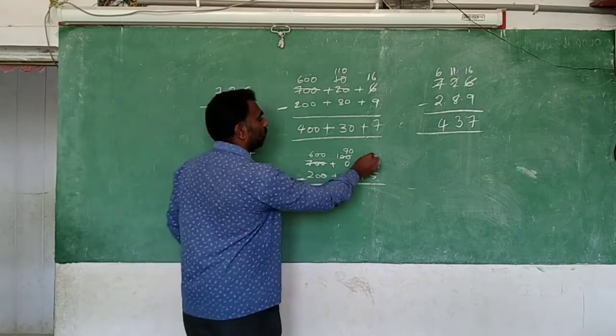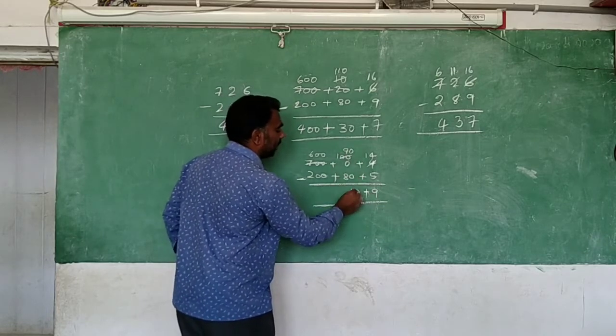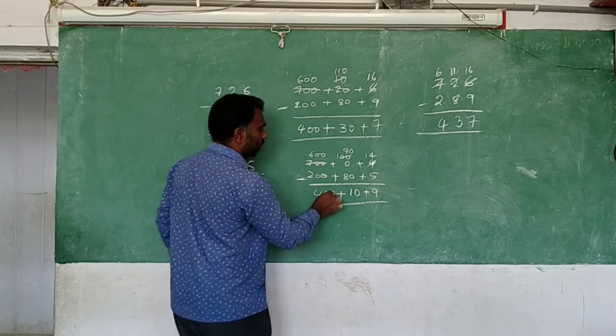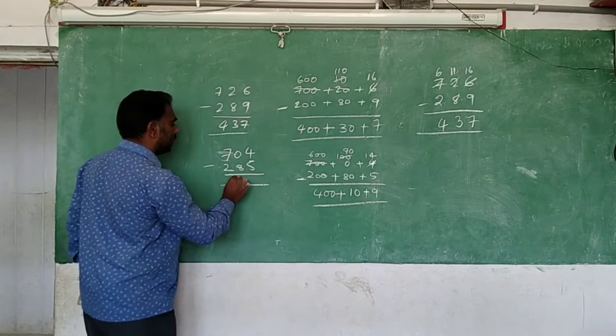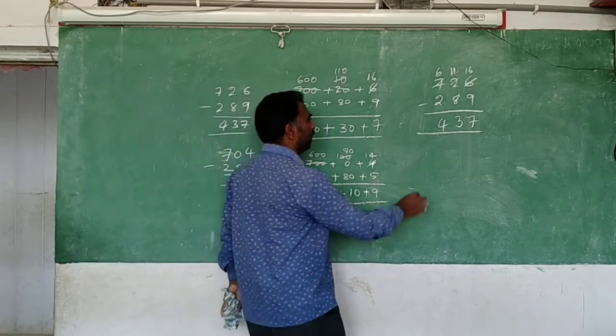Okay, now subtract. 14 minus 5, 9. 90 minus 80, 10. 600 minus 200, 400. So the answer will be 419. So the direct method I will explain.